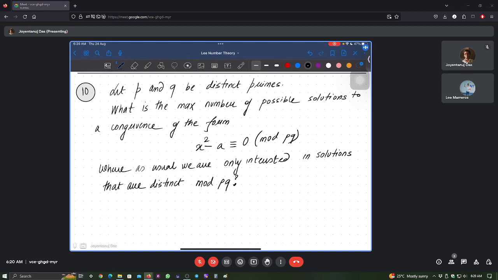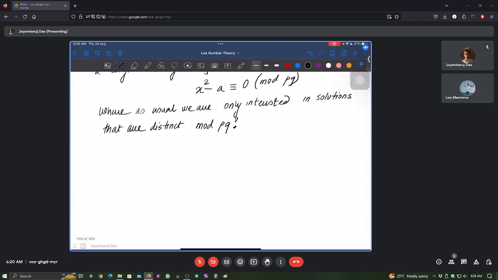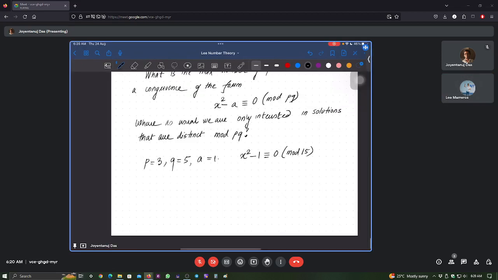So let us try to see an example of what is happening. Then we'll try to see the general case. Let us take two small primes. Suppose P is 3 and Q is 5, and let us take A to be 1. Then what is our equation? x square minus A is congruent to 0 mod 15. That is our equation.